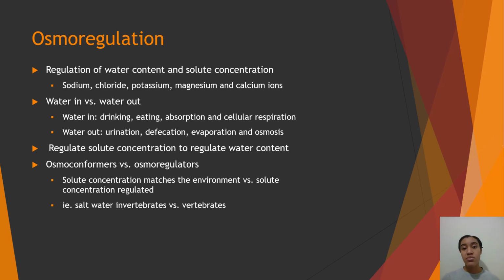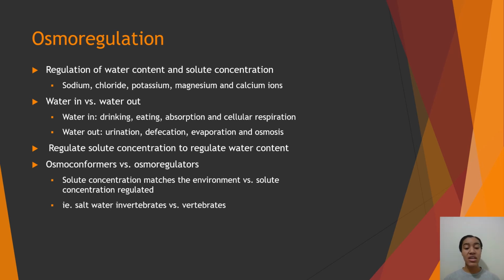Just like we talked about before, the osmoconformers allow for the amount of solutes in their blood and in their tissues to match those of the environmental conditions, whereas the osmoregulators make sure that their solute concentration is regulated so they don't have too many salts or too few amount of salts in their tissues and in their body. So a good picture of this, going back a couple of slides, is when we first start talking about homeostasis and the fish image there.